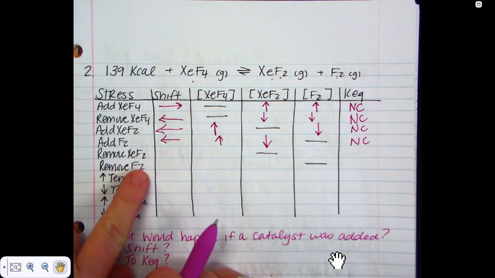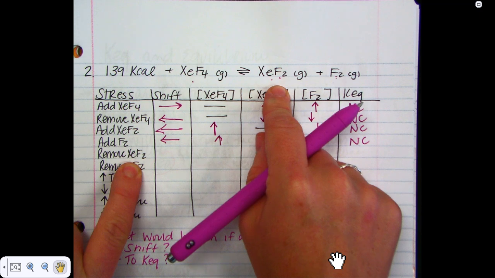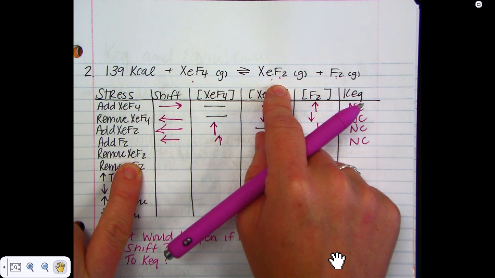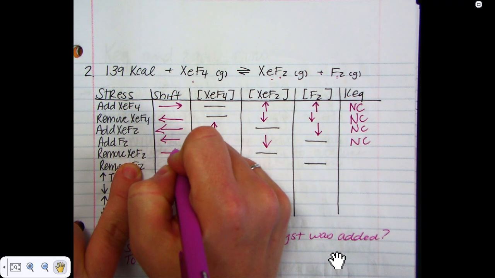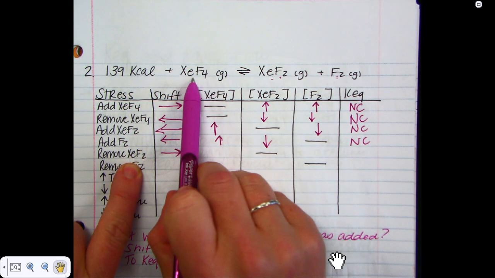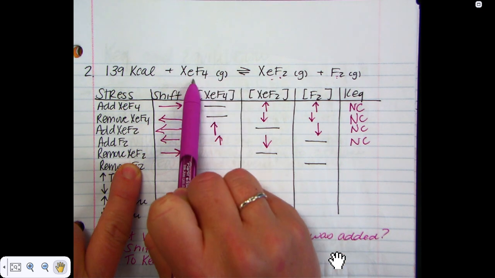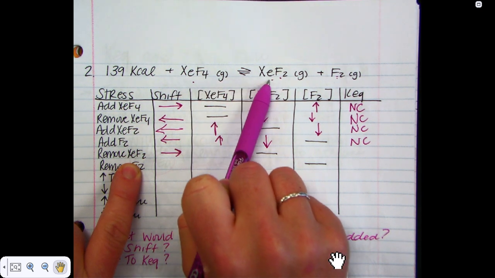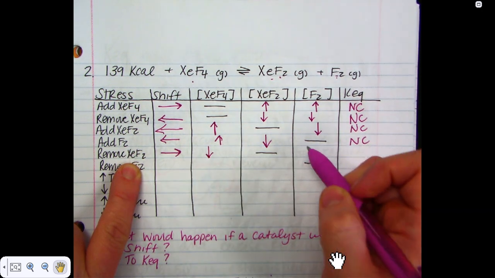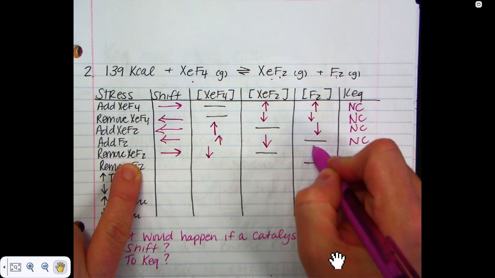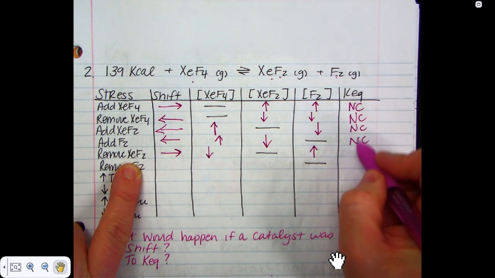If I remove some XeF2, how do I deal with that? Well, if I've removed it, I need to replace it. So I'm going to shift to the right in order to replace it. I'm going to break down the XeF4 as I'm shifting to the right to make XeF2. So the XeF4 goes down and the F2 also goes up, because remember, I'm going to make both of these when I break that down. No change in K.